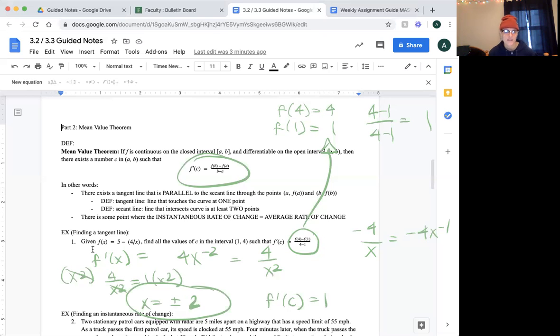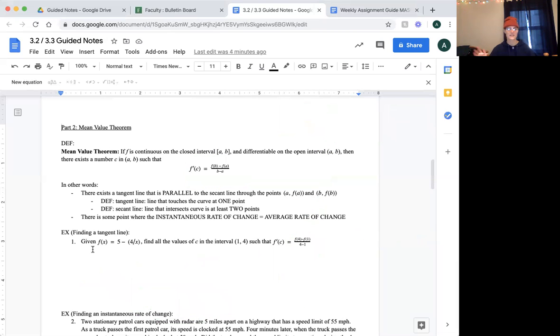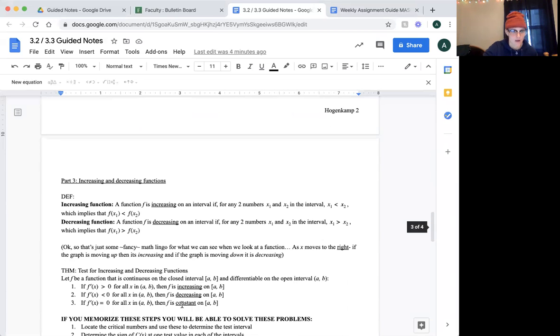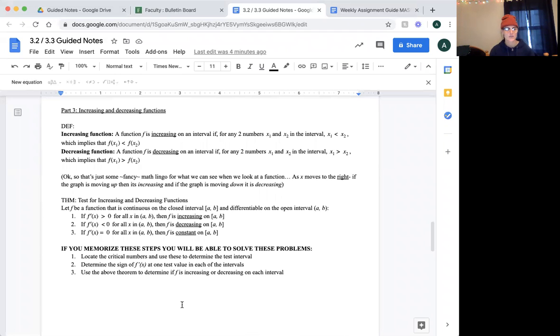So these mean value theorem problems kind of seem weird and confusing, but take them one step at a time, right? So first we want to find a derivative, and then we want to evaluate our derivative at a certain point. To find that point, we plug in some values to our initial function. We find out that that's 1. We set our derivative equal to 1, and then just solve for x. All right, and I'm going to save this second example for class time in the interest of not making a 10-year-long video. All right, part 3, increasing and decreasing functions.